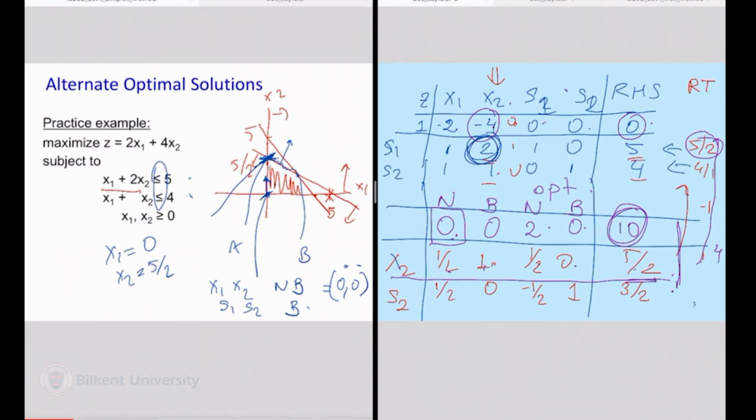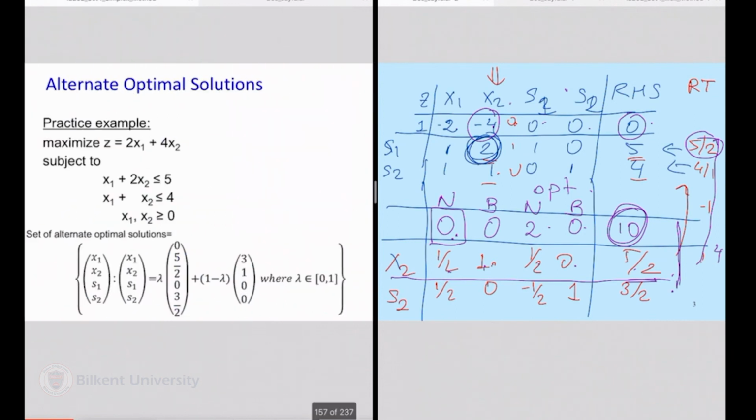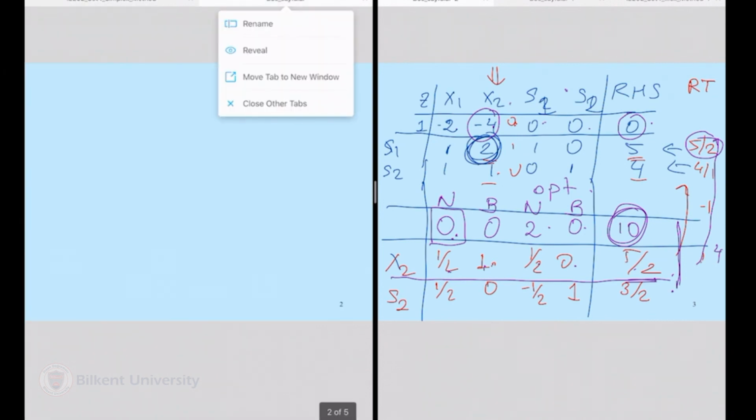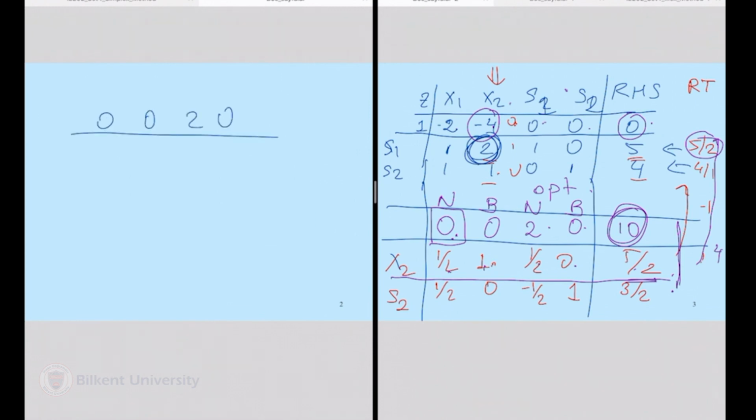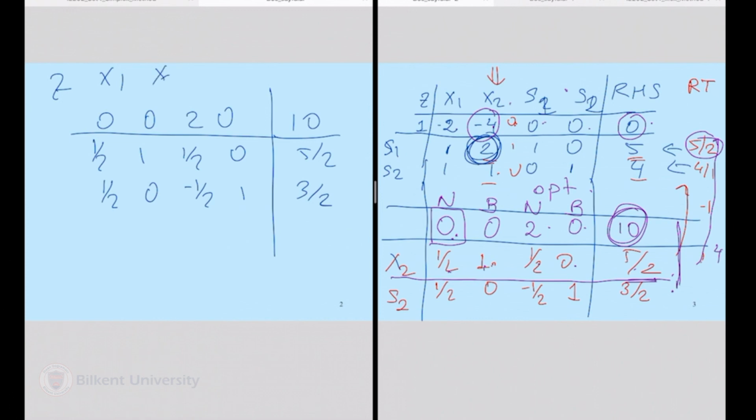So you will do another ratio test. You will do another pivot operation, right? Let me do it. Where should I do it? Let's do it here. So I have 0, 0, 2, 0, and 10. I have 1/2, 1, 1/2, 0, 5/2. Let's finish this and then take the break. Okay, so that's Z, x1, x2, s1, and s2 on right-hand side.